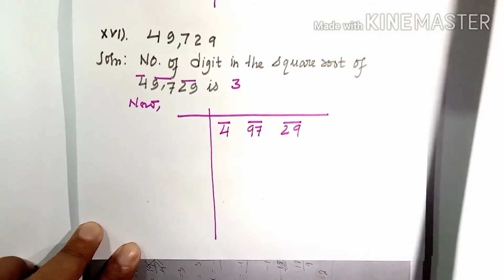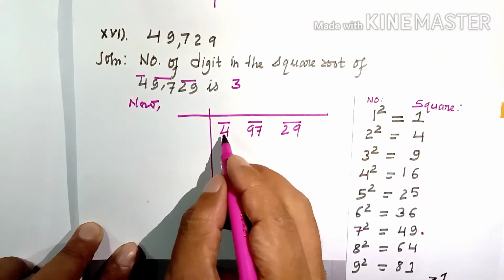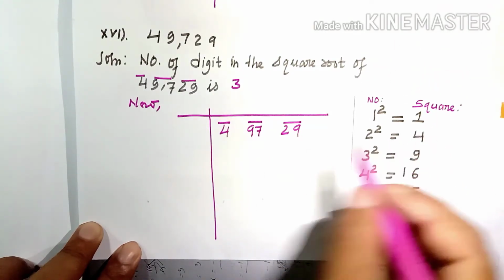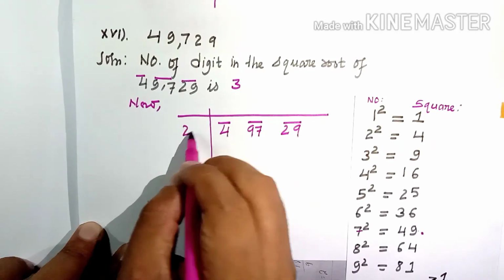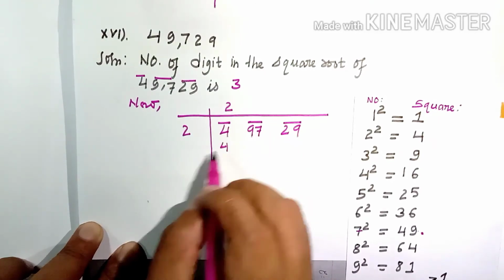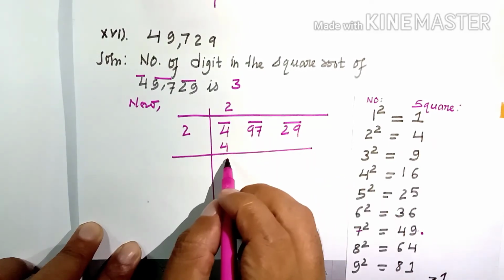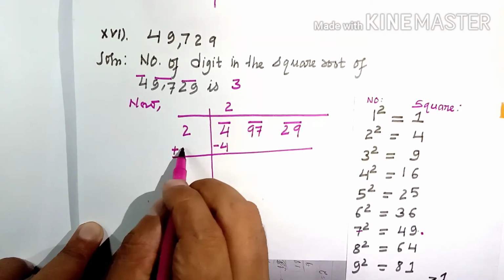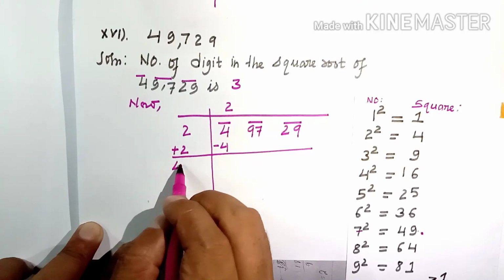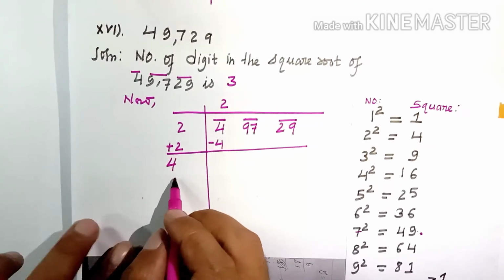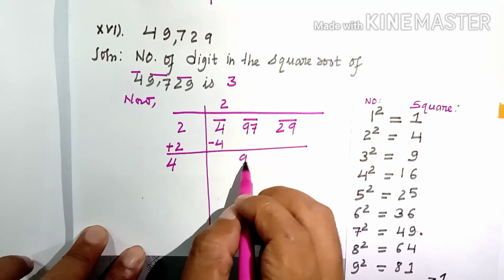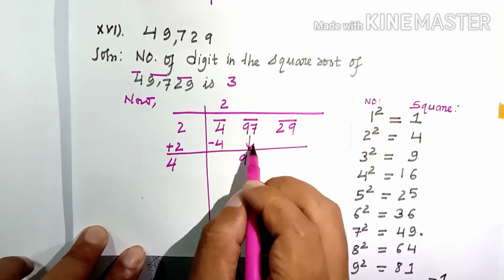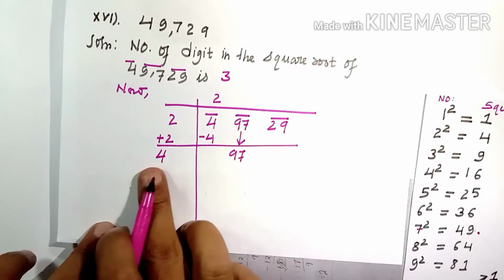So let's have a look at the square. 4 is a perfect square of 2. So here that means 2 squared is 4. Now subtract, it will be 0. After that here what we do, make it plus 2. So that is how a new divisor is formed. Now bring down one more pair, that is 97. You can drop this value. After that take a rough work.